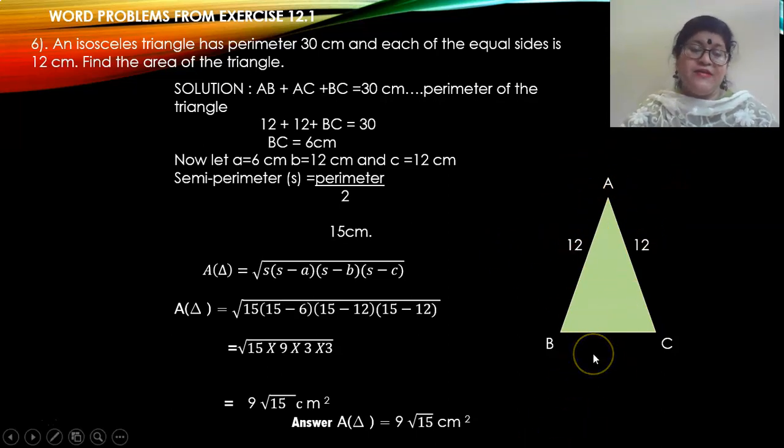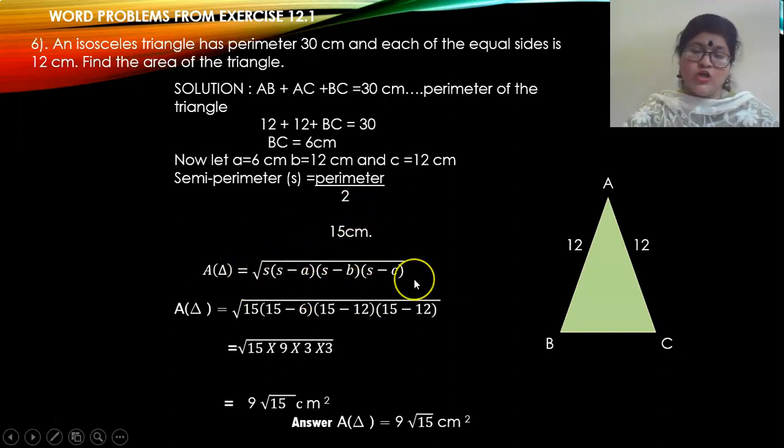So the first step in Heron's formula is to calculate the semi-perimeter. That is, what is the value of S? Semi-perimeter, you're aware, is perimeter by 2 or sum of all the three sides, divided by 2. So (A plus B plus C) by 2 or perimeter upon 2 and you get the answer as 15 centimeter. So 15 centimeter is the semi-perimeter.